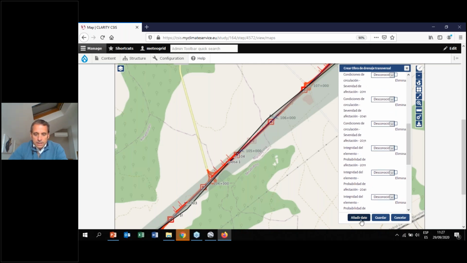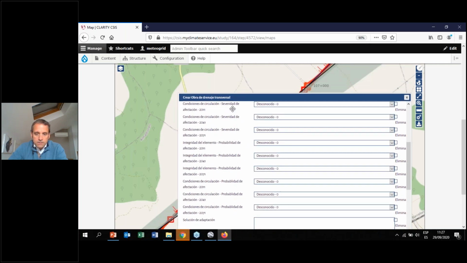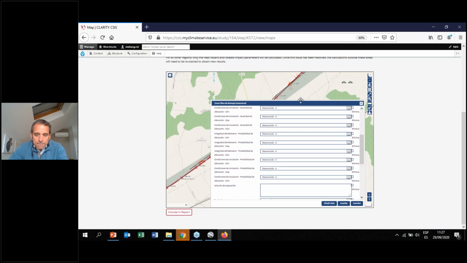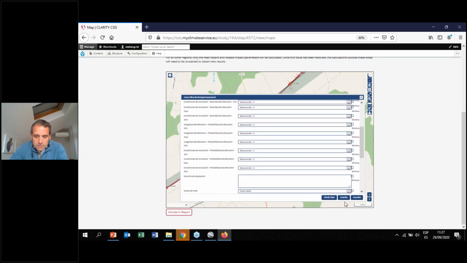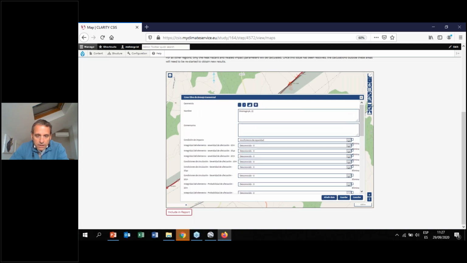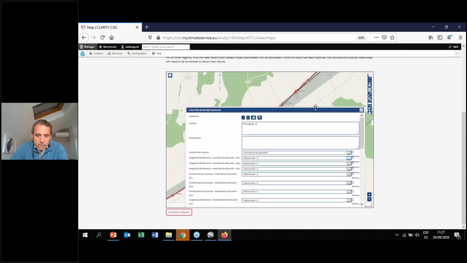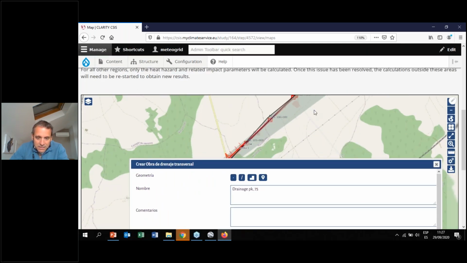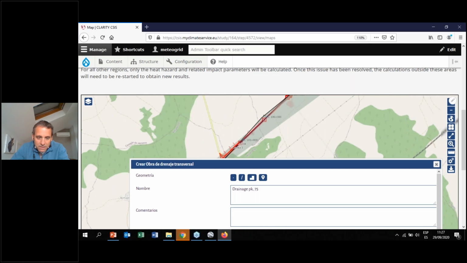Let's see where the system creates it, so the system is not in the bottom but in the upper part. Here, we can identify, for example, one line. I think it's already created somewhere in the map. Let me see where it is. Okay, here.